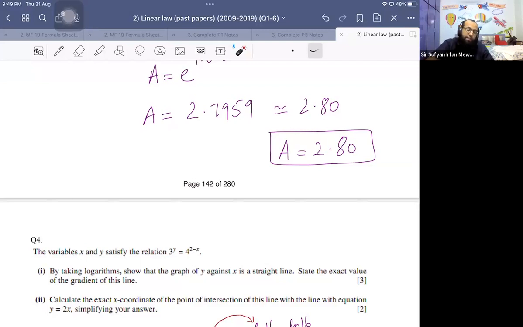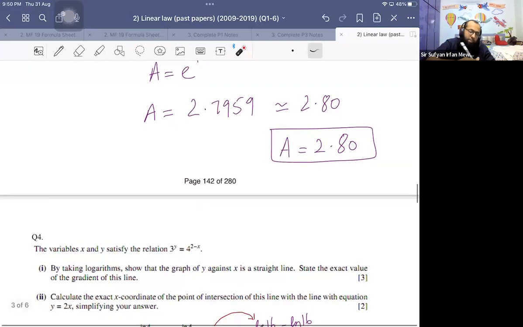That is why we either take LG or LN. So when the examiner says by taking logarithms, we can take LG or LN on both the sides, and then we transform the given relationship to linear form. And then we can state the exact value of the gradient of this line. The word exact tells us that we do not have to convert into decimals.